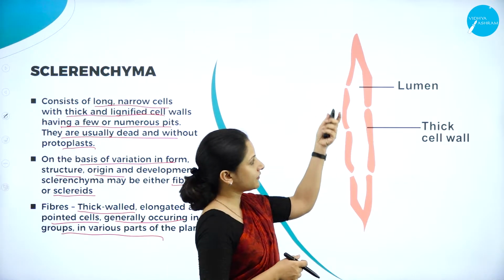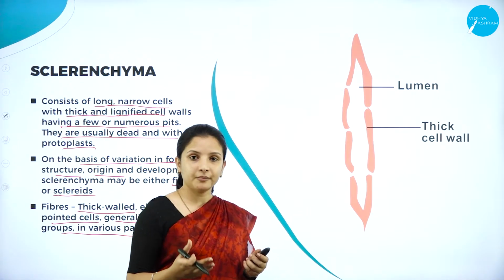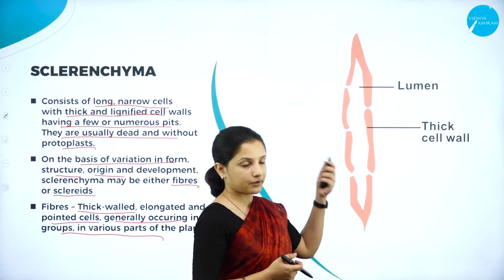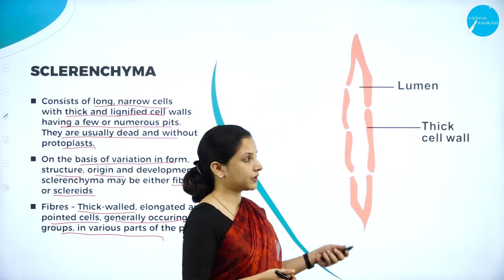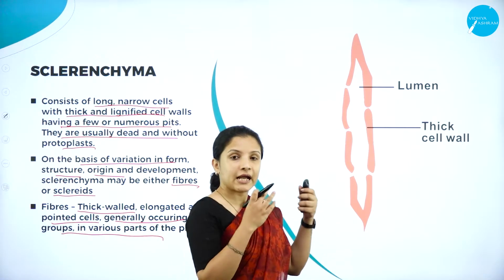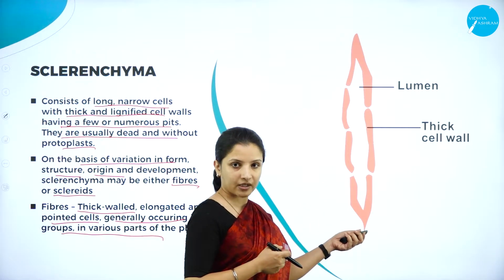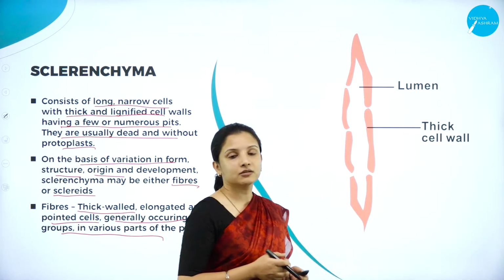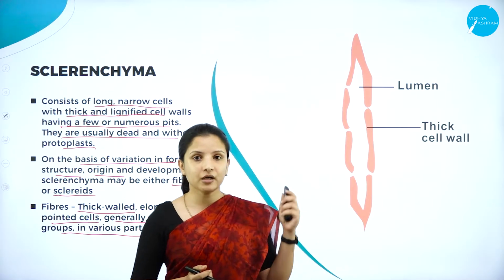It can be either sclerenchyma fiber or sclerenchyma sclerites. Here we are talking about sclerenchyma fiber. In sclerenchyma fibers there is a lumen, or a cavity, present, and the tissue is made up of a group of cells, and each cell is elongated and narrow, with tapering ends which are pointed, and the cell wall is very, very thick. So this is about the sclerenchyma fiber.